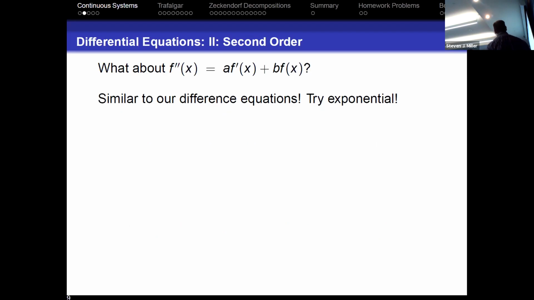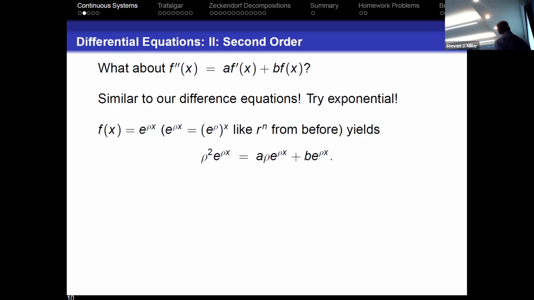We could try an exponential function. It worked so well before, let's try it now. So if we try f of x is e to the rho x, where my rho is now a free parameter. If I plug that in, I get rho squared e to the rho x equals a rho e to the rho x plus b e to the rho x. I can remove e to the rho x everywhere.